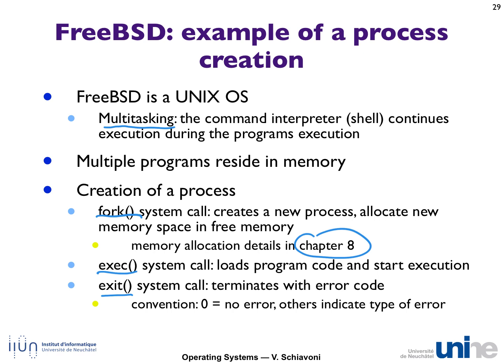Then the system call exec will actually load the program code and will start its execution. And finally, the exit system call will terminate with a given error code. Conventionally, 0 means there is no error, and other values will indicate a specific error.